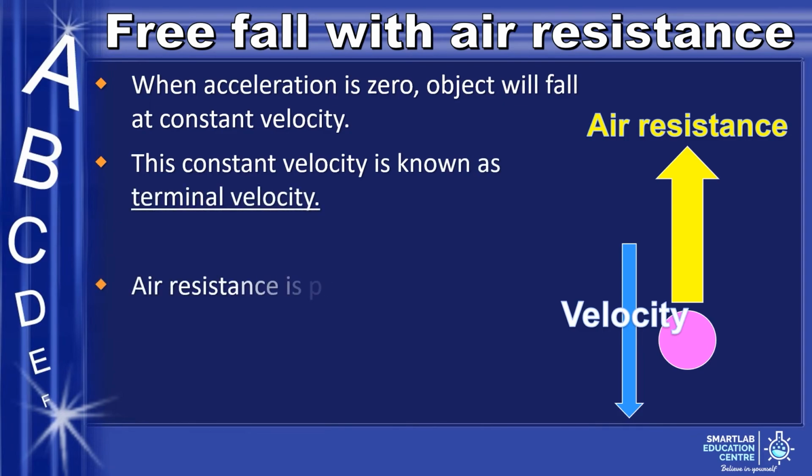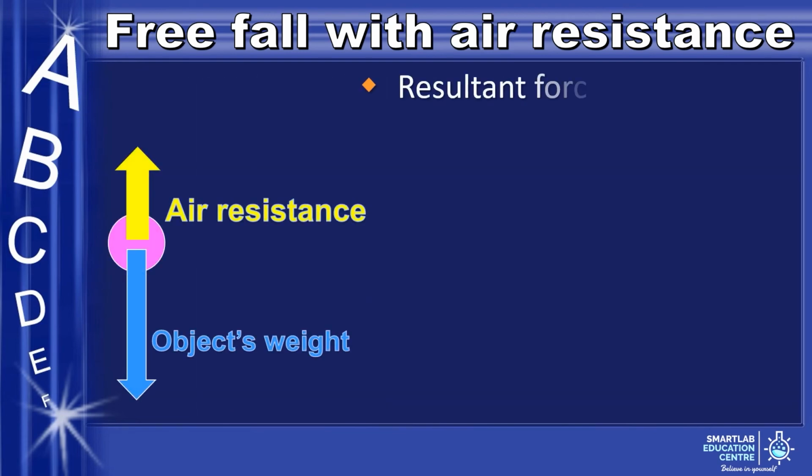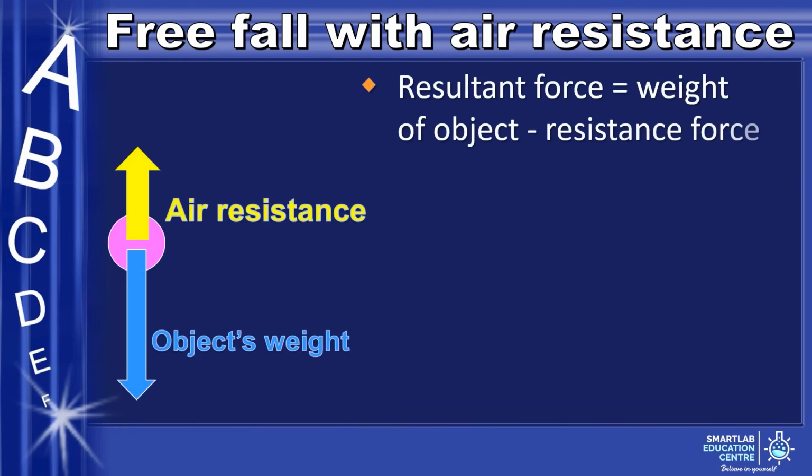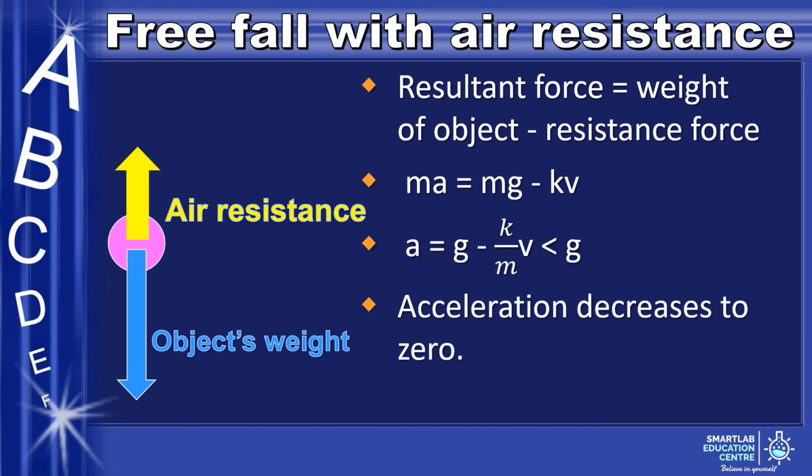Air resistance is proportional to the speed of the object. Higher speed implies more resistance force against the object. Here is a derivation which shows that the acceleration of the object free falling is not 10 but rather less than 10. In fact, the larger the velocity of the object falling, the smaller the acceleration of the object. The acceleration will fall until it approaches 0. This can be understood by Newton's laws of motion, but that will be for another chapter under dynamics.